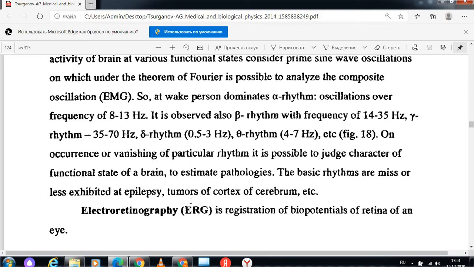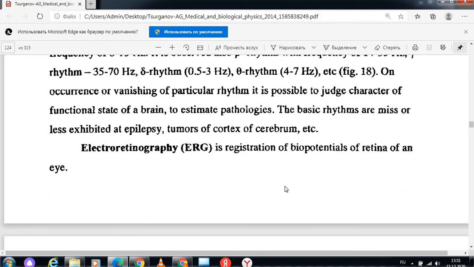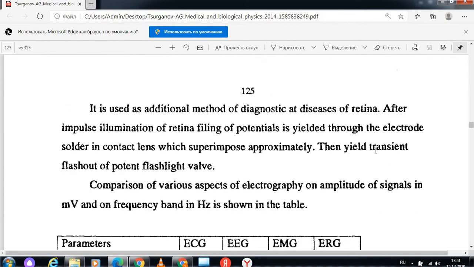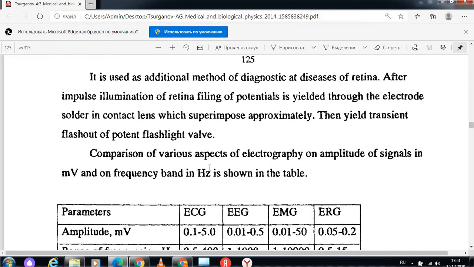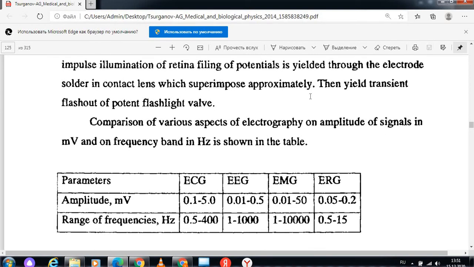electroretinography, ERG. It's the registration of biopotentials of the retina of an eye. Here, it is used as an additional diagnostic method at diseases of the retina. After impulse elimination of the retina, the filling of potentials is yielded through the electrode soldered in a contact lens, which is superimposed approximately. Then yield a transient flash of a patent flashlight valve.